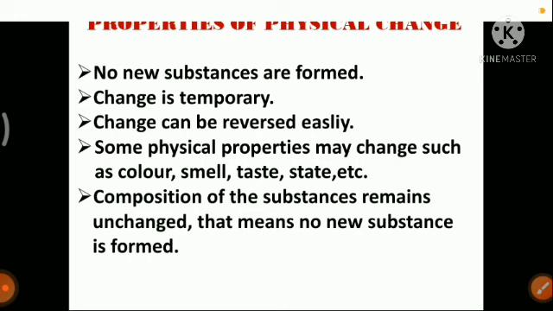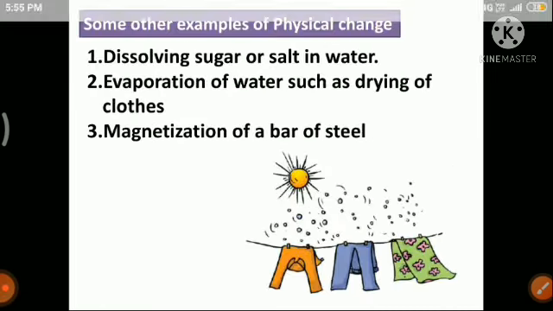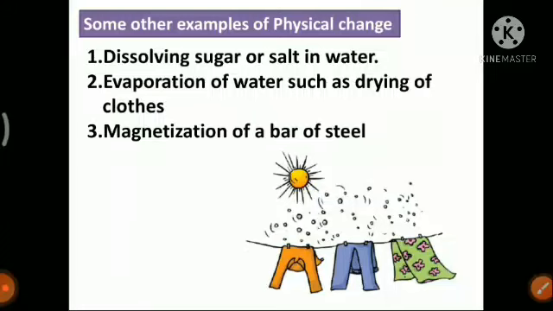If these properties are satisfied by any change, then we can say that the change is completely physical. In the case of chemical change also, we will look at what the properties of chemical changes are. These 5 properties you have to remember and understand, because they are important to classify a change. If any change satisfies these properties, then that change will be classified as a physical change.